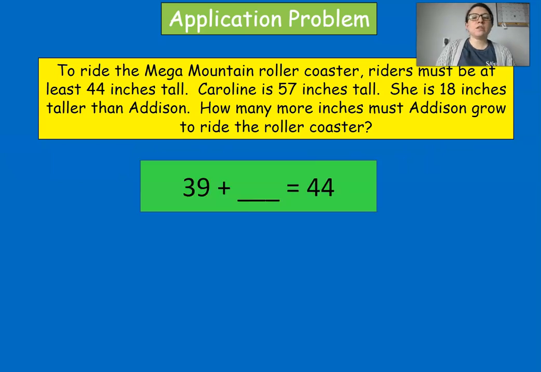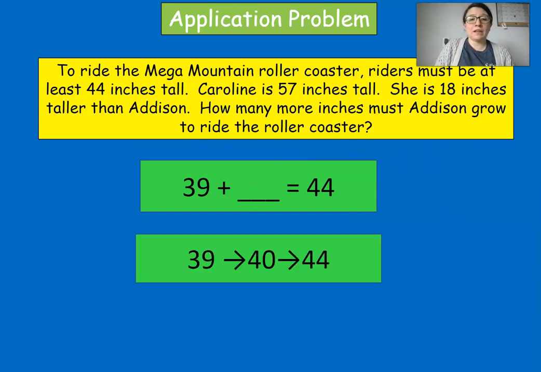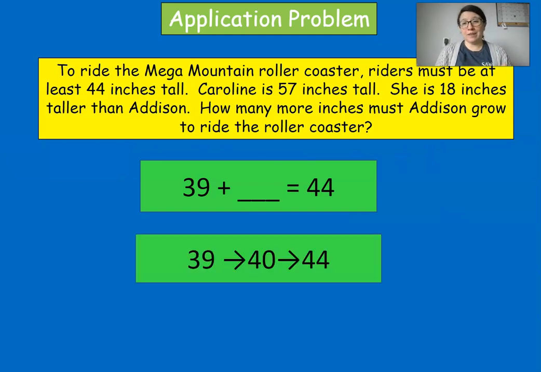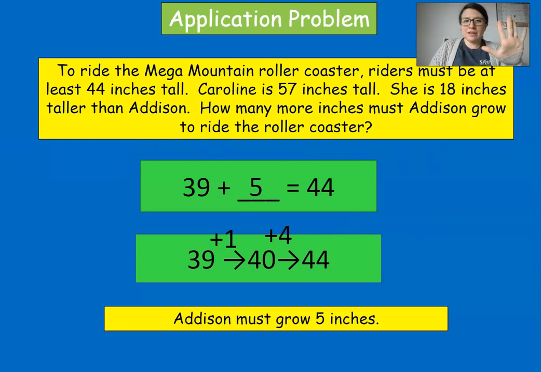All right, let's do it. So we know that Addison is 39 inches tall, and she needs to be 44 inches tall in order to ride. So we need to figure out that missing number, the difference between 39 and 44, to tell us how many inches that Addison needs to grow. So what I'm going to do is I'm going to do the arrow method because that works for my brain for this one. I'm going to get 39 to 40, so that's adding 1. And then to get to 44, I'm adding another 4. So that gives me 5 total inches. So Addison needs to grow 5 inches in order to ride the roller coaster. Thumbs up if you got it.